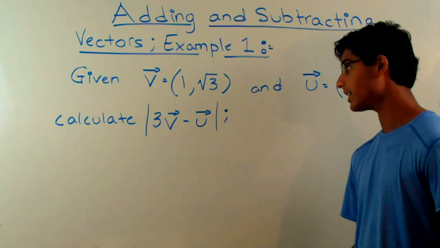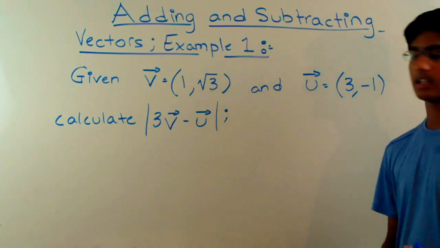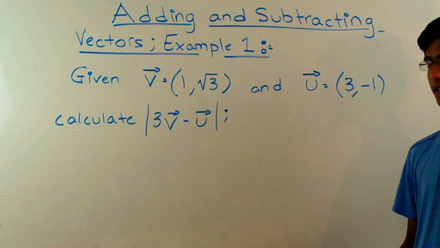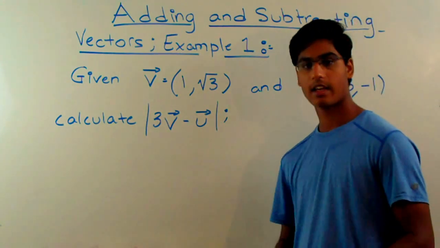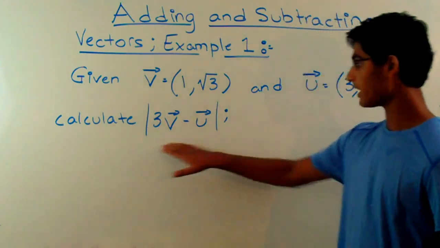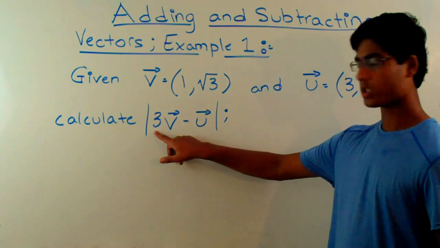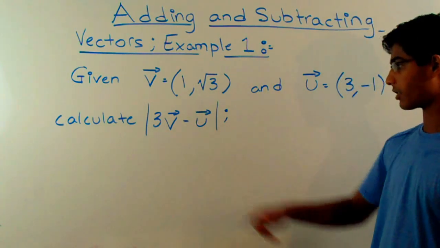Given that vector v is equal to 1 comma square root of 3, and that vector u is equal to 3 comma negative 1, calculate the absolute value of 3 times vector v minus vector u. And so basically here what we want to find is the magnitude of the new vector that is created, the vector which is created when you have 3 times vector v minus vector u.